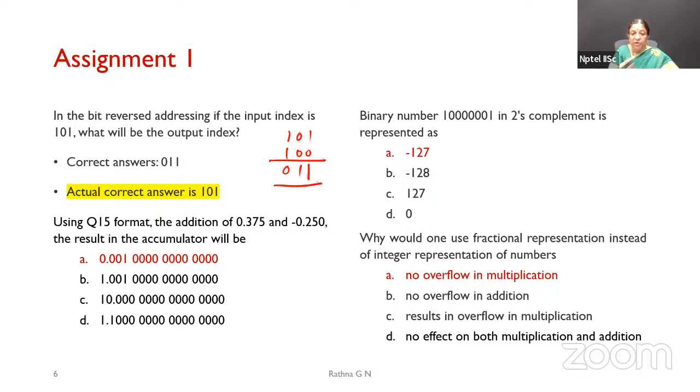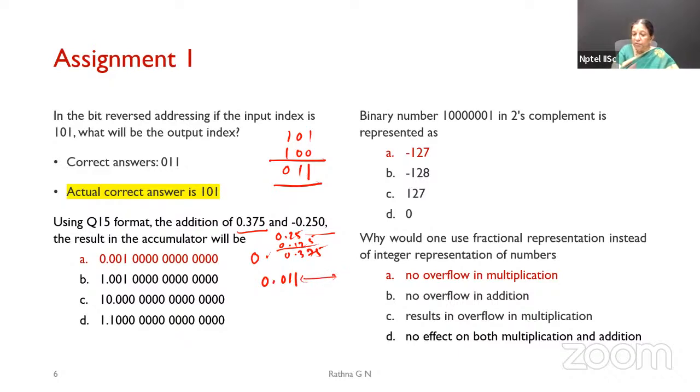In the Q15 format, the question asks for the addition of 0.375 and minus 0.250. 0.375 in the Q15 format is 0.25 plus 0.125, which is equivalent to 0.011 with the rest of them zeros.